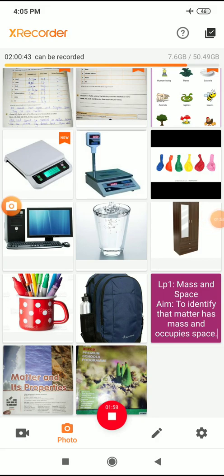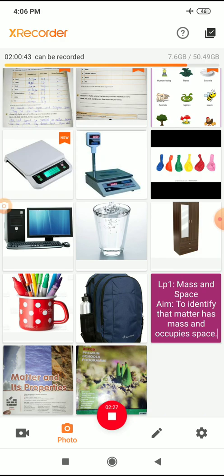Okay, so what you have observed students, see, all these objects have different mass, right? Different things are made of different materials, like the desk is made of wood, the pencil box is made of metal, if you have a metal pencil box, and the water bottle is made of plastic, the tumbler is made of glass, right? All this is made up of matter. Okay, all this is made up of matter.